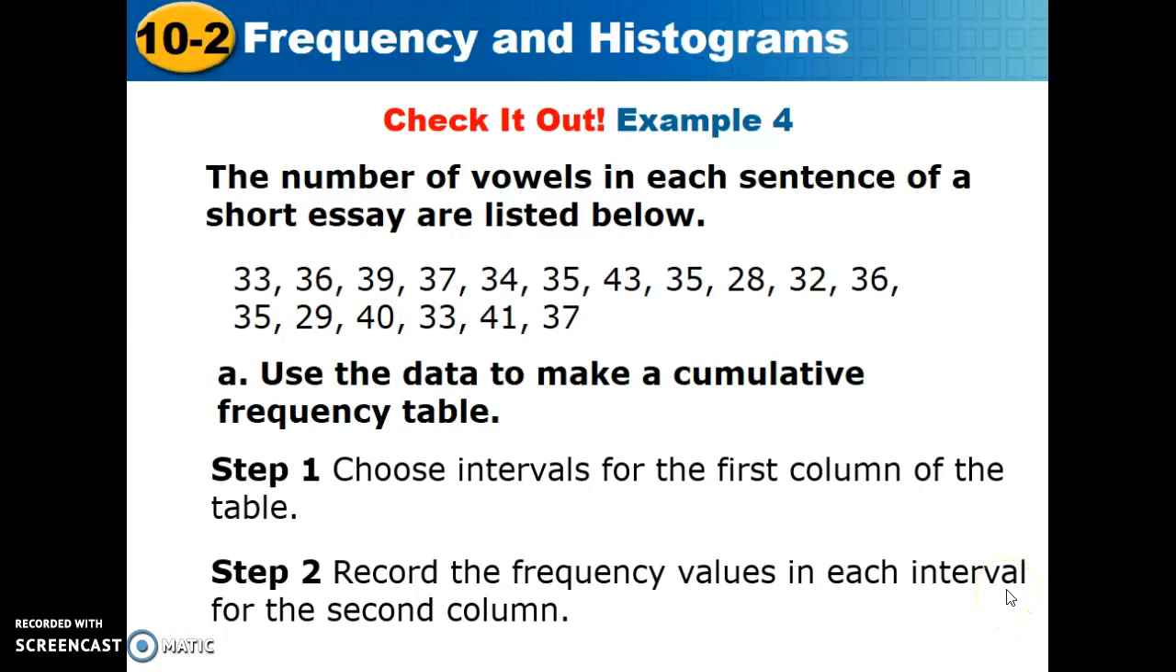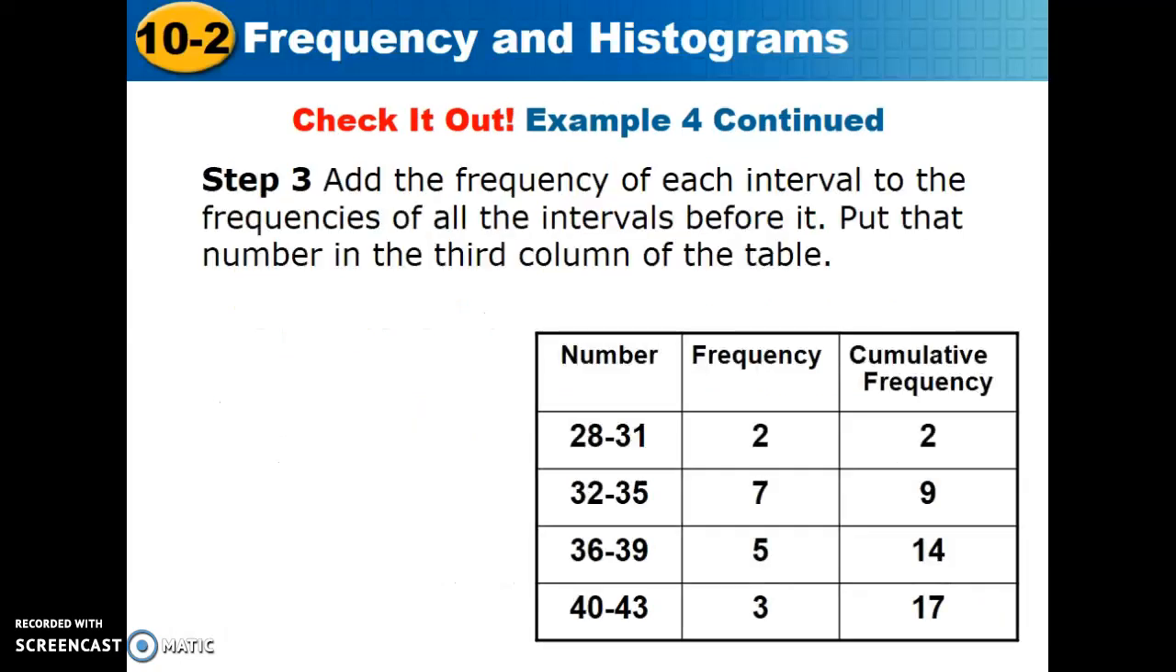These are the number of vowels in each sentence of a short essay. So we break it up, 28, 29, 30, 31. 4 is our range here, or 3 if we don't count the first number. And we see our frequency table occurring. There are 2 of those for a total of 2. 32 to 35, we add that to the previous count and come up with 9.